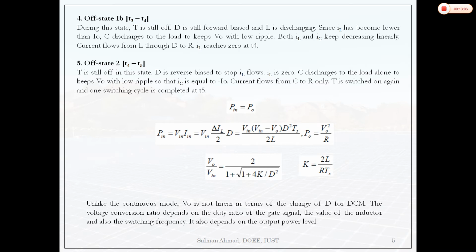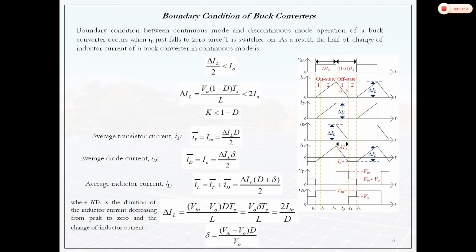So this is an important conclusion from the voltage conversion ratio. Now if you find what will be the boundary condition for continuous conduction mode and discontinuous conduction mode. So here you can see that if delta IL by 2 becomes less than I naught, in that case it will become discontinuous. So substitute delta IL value, we can draw one conclusion, that is if k is less than 1 minus D, it will be operating in discontinuous mode. So for boundary condition, k will be equal to 1 minus D, where k is 2L upon RTS.